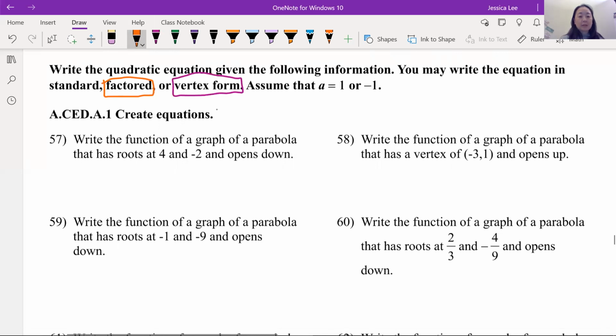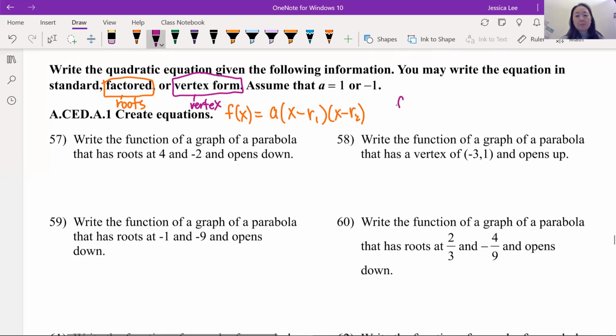So factored form, what that looks like, if you remember, is the parentheses. So it's literally going to be f of x equals a times x minus r1, x minus r2, where r1 and r2 are just basically our roots. So whenever you see something with roots, if they give you roots, you're going to do factored form. If you have a vertex, that should be like ding, ding, ding, use vertex form. So we're going to do that.